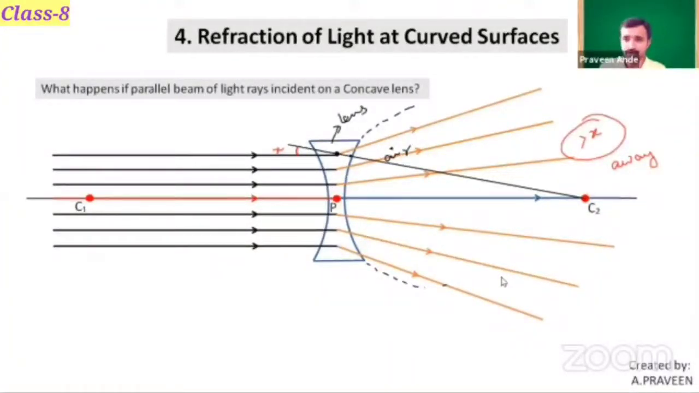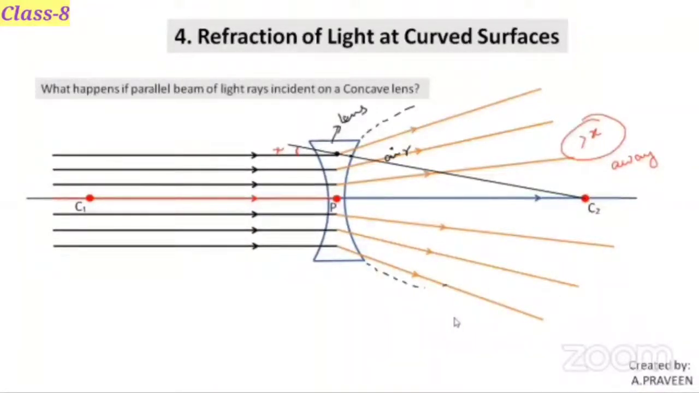Just you have one normal there. How are they? Away from the normal. So here what happened after that parallel beam of light ray is incident on a concave lens, double concave lens or biconcave lens? What happened here? It diverges. They are not going to meet each other at a point. So that we can call it diverging of light rays.